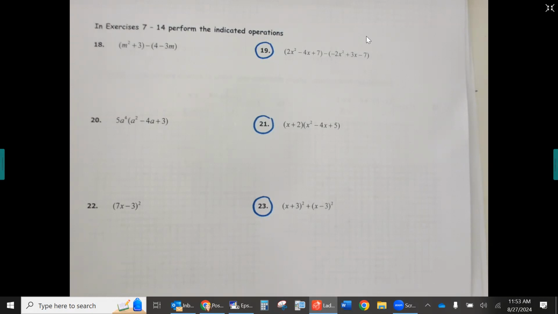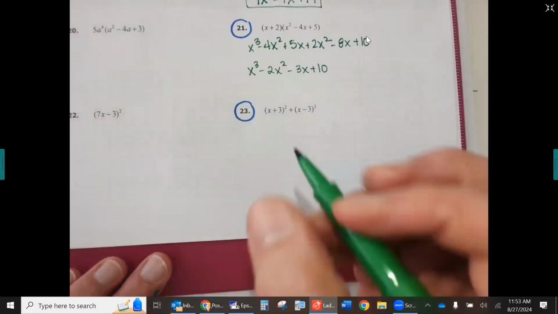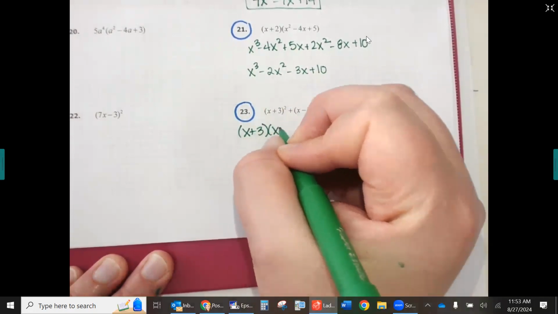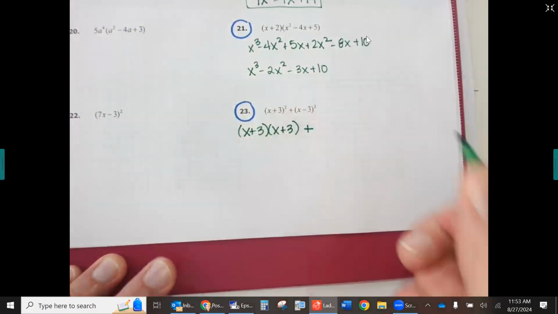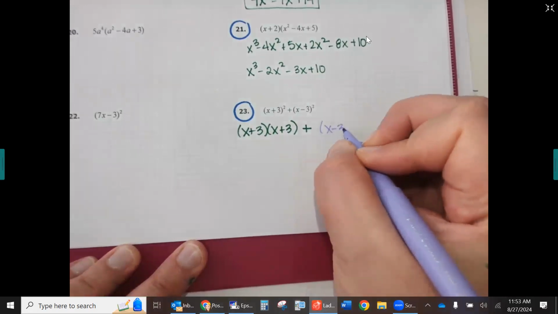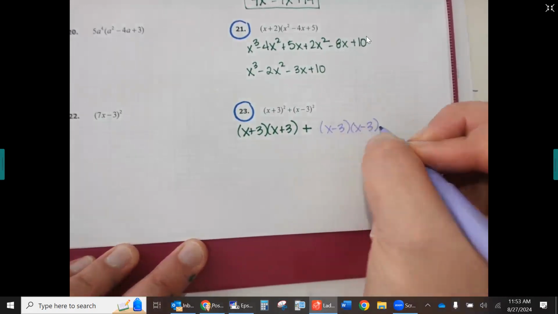Okay, for this one, you're gonna have to write it twice. Let me show you before you write it and do it wrong. How many times are you gonna have to square? 2. So here's what you're gonna do: you're gonna do x plus 3 twice. And then what are you gonna do? x minus 3 twice. Does that make sense?